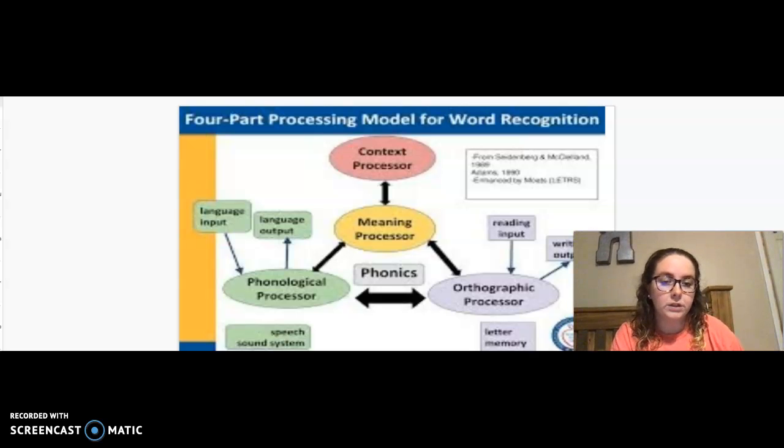Next, we have the four-part processing model, and I really like this photo. This is from the Arkansas Department of Education, and it just kind of visualizes how each thing works. And the four-part processing model of word recognition is to understand where my students have difficulties with reading. It includes the context processor, meaning processor, orthographic processor, and the phonological processor. The orthographic and phonological processor has reading input, writing input, language input, and language output, and they work together to decode a word. And after that word is decoded, you then move on to the meaning and the context processor to understand the meaning of a text.